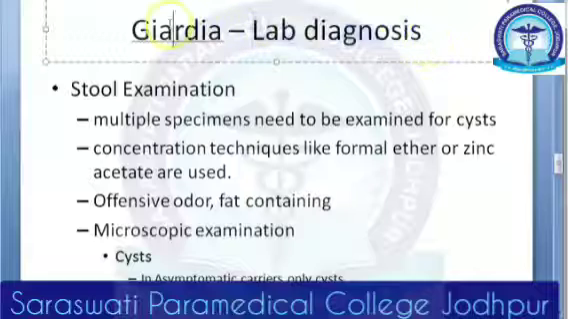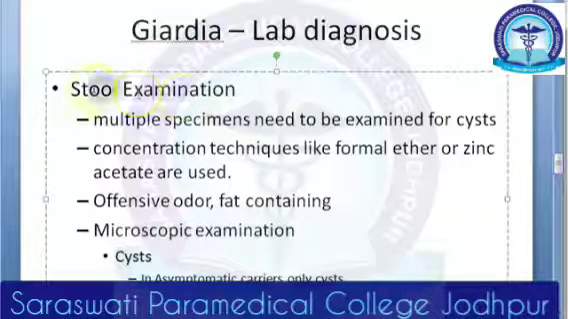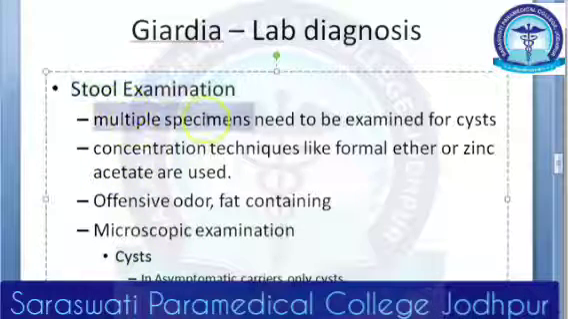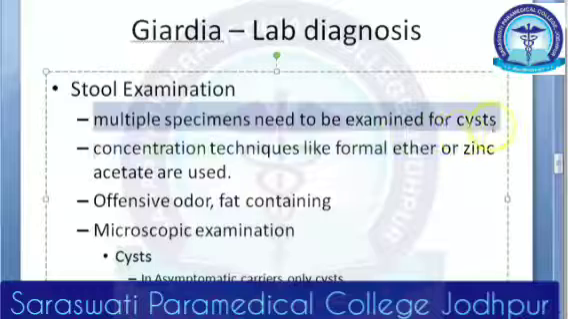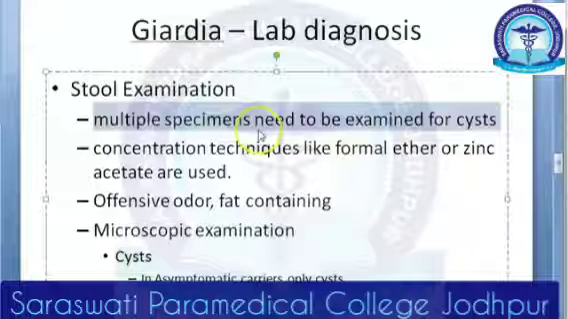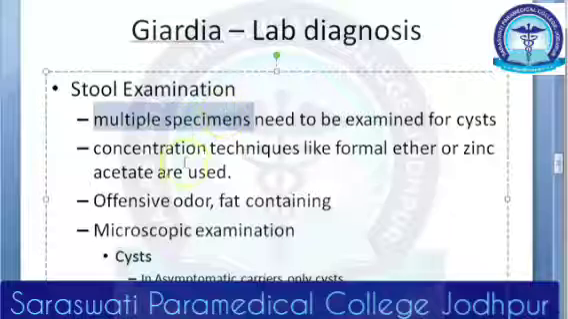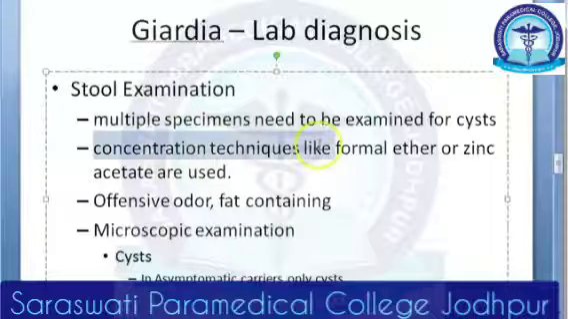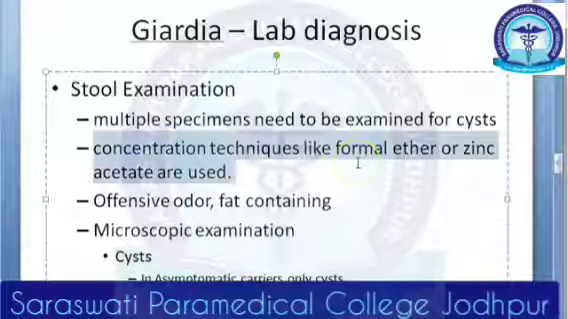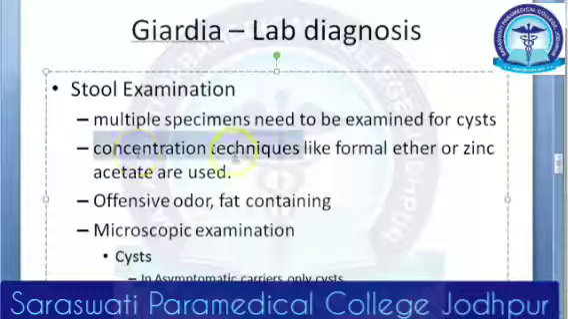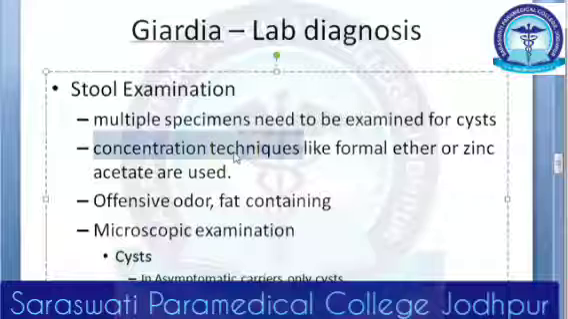Now, how do you do lab diagnosis of Giardia? So, stool examination. First of all, you will need multiple specimens if you want to examine the cyst. You will use concentration techniques for the stool, like formal ether and zinc acetate. These are very standard things that you will write for stool examination.